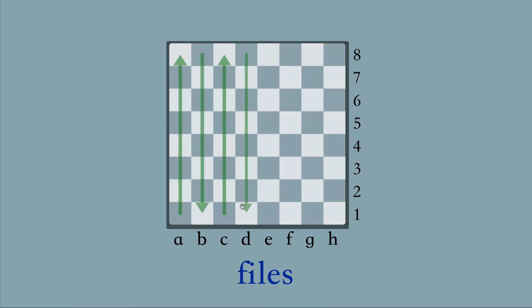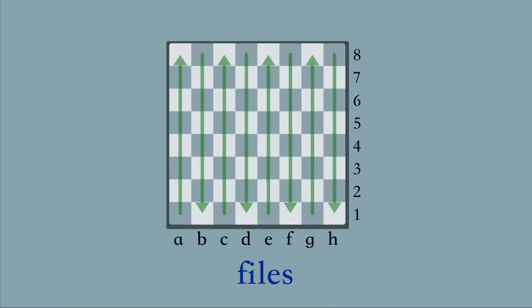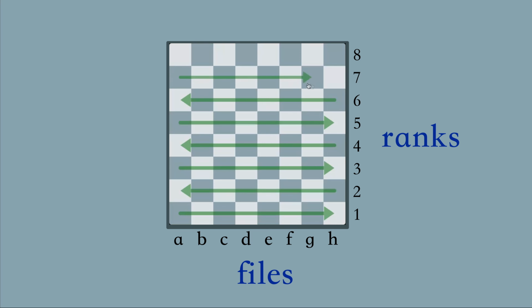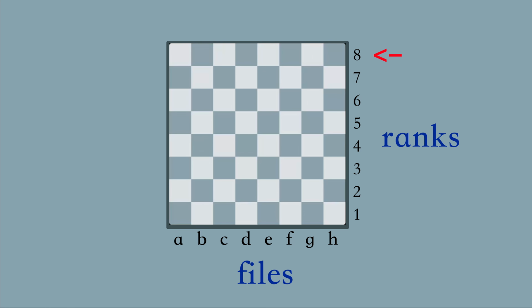On the chessboard, the vertical rows of squares going up and down are called files. The horizontal rows are called ranks. These letters and numbers that you see along the edge of the board are the labels for the files and ranks. So this is the E file, and this is the fourth rank. The square on which these two lines intersect is called the E4 square. So each square also has a name or a label.